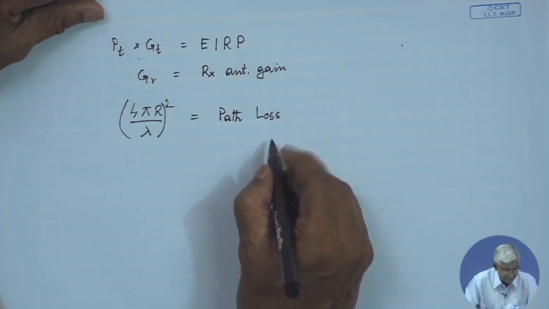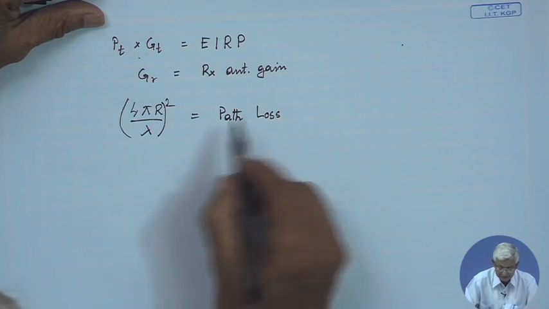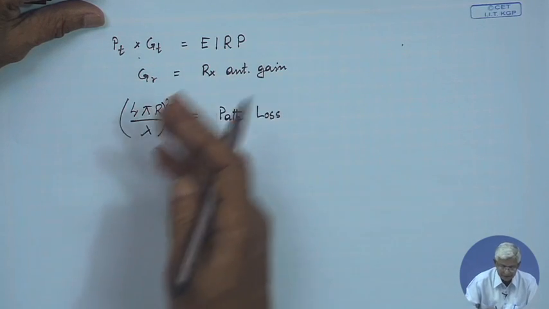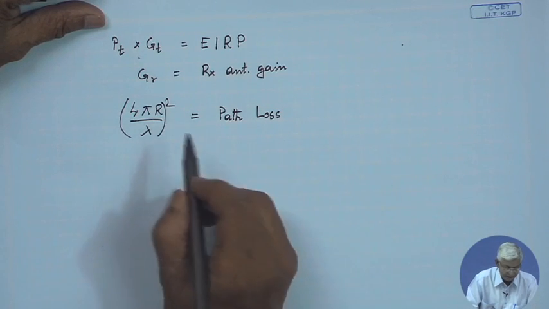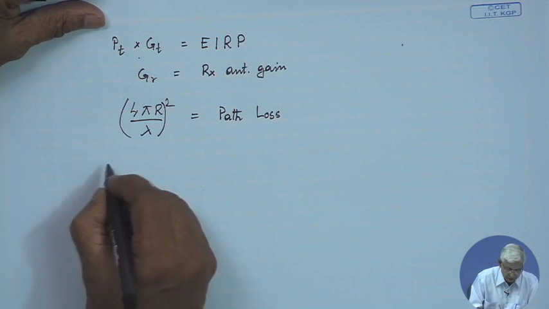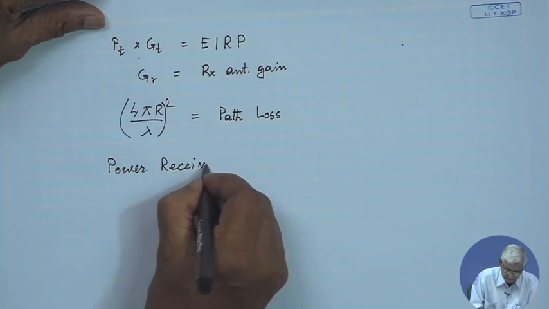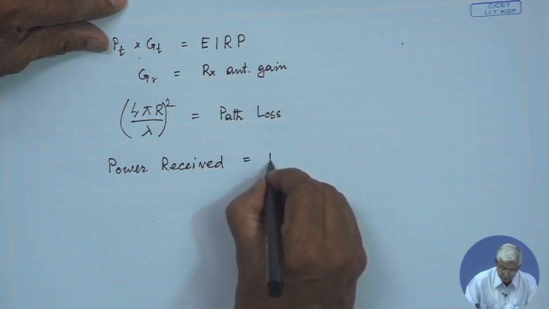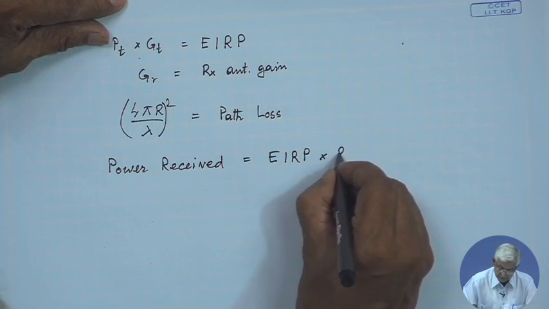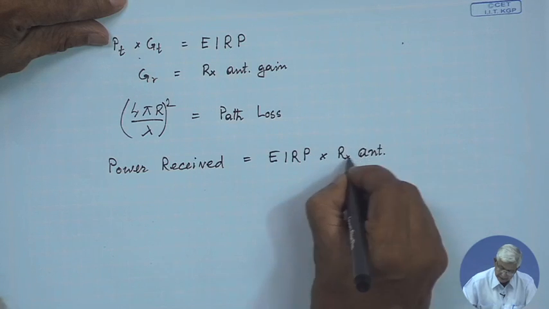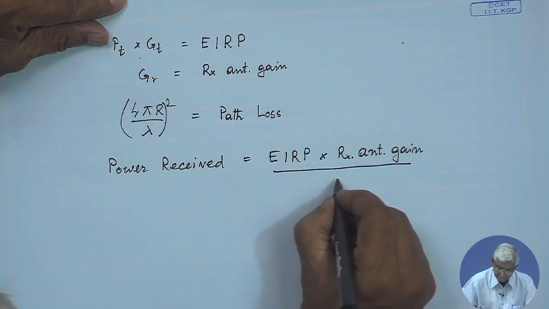This term path loss, some people use as a free space loss, but you will see that it is not always free space. Through atmosphere also it travels. So, it is better to define it as a path loss, because it depends on the path length. So, in words if I write, it will be power received is equal to EIRP into receive antenna gain divided by path loss.